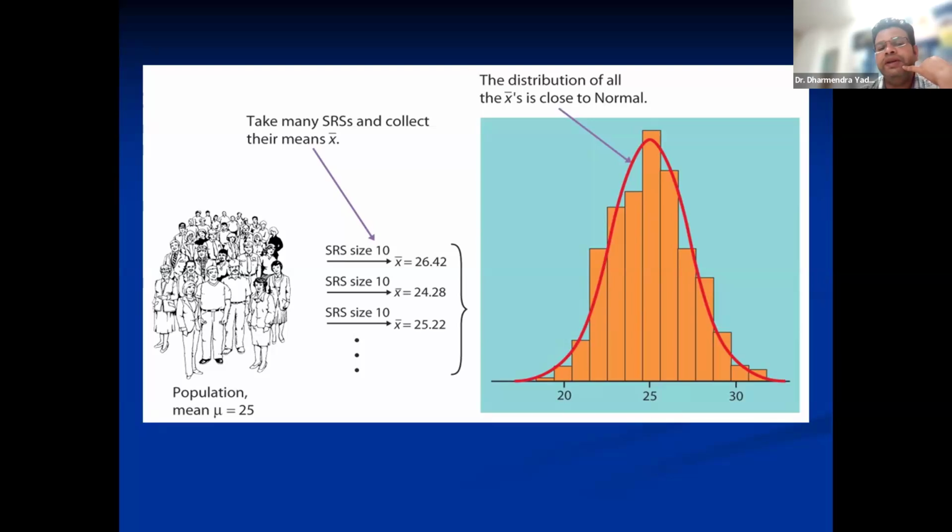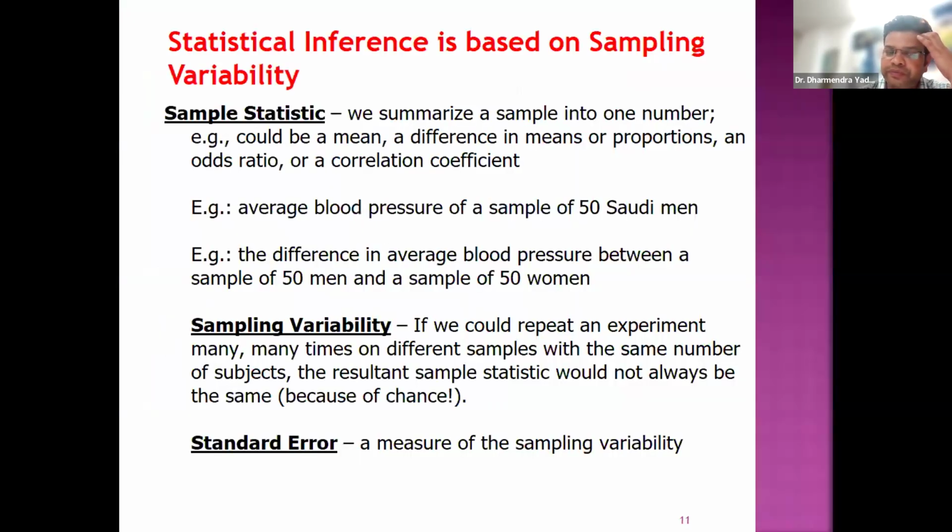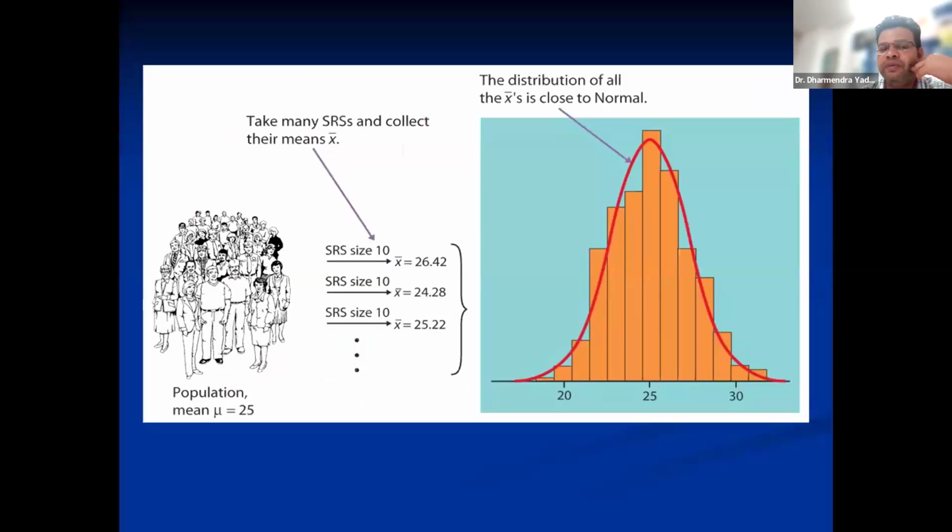For that we use the standard error. The sample having the smaller standard error will be preferred for our inference purpose. So standard error is a measure of sampling variability, and our purpose is to reduce the variability.